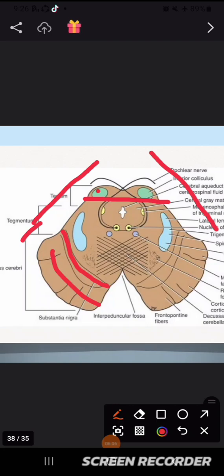The tegmentum contains the lemniscus, which includes the medial lemniscus, lateral lemniscus, and spinal lemniscus. These lemnisci are here. And here is the medial longitudinal fasciculus.